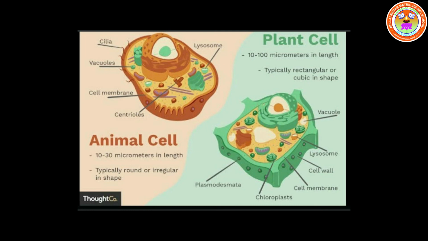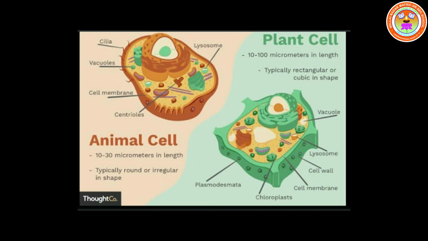Animal cells are generally small in size. Cell wall is absent. Plastids are absent except in the case of protozoa and euglena. Vacuoles are many, small and temporary. They have centrosome and centriole.